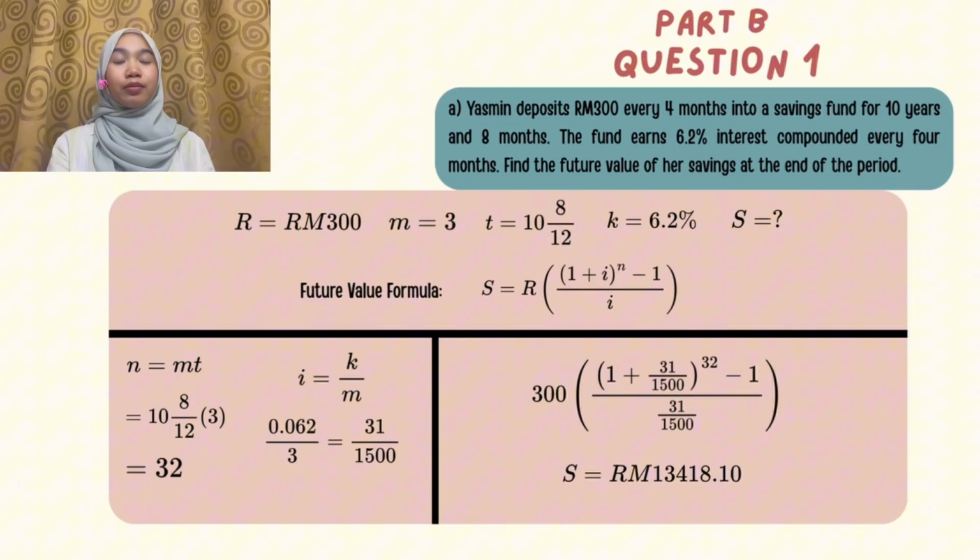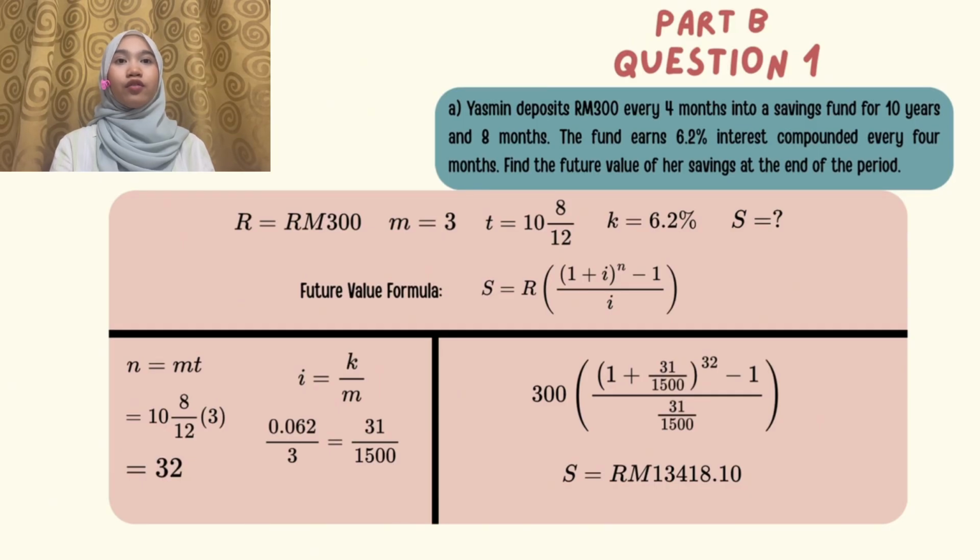Next, I will read the part B question 1. Yasmin deposits RM 300 every 4 months into a saving fund for 10 years and 8 months. The fund earns 6.2% interest compounded every 4 months. Find the future value of her saving at the end of the period. And we have to find the variable R equal to 300, M equal to 3, T equal to 10 and 8 over 12, and K equal to 6.2%, and we have to find the value of S.